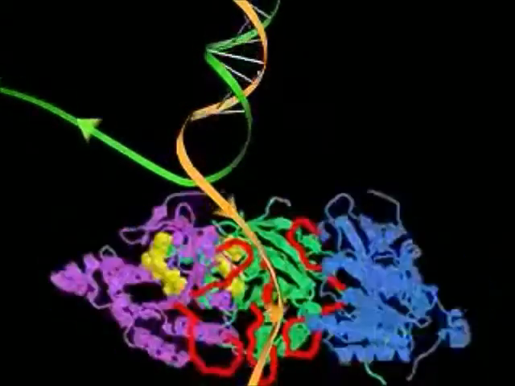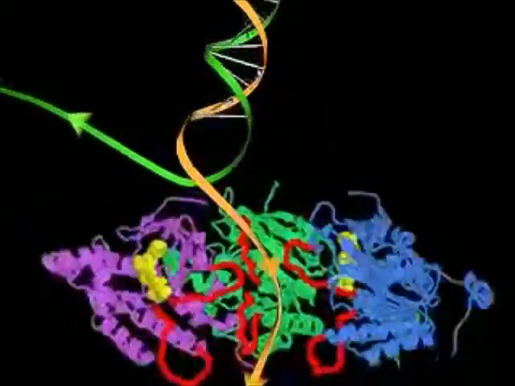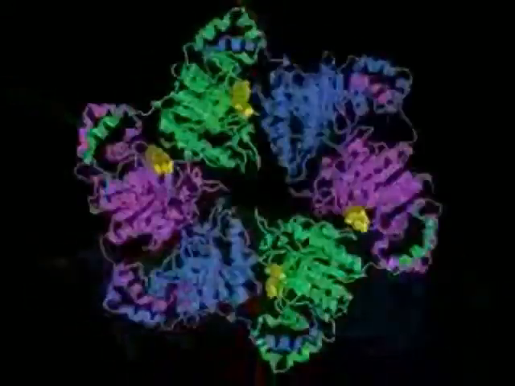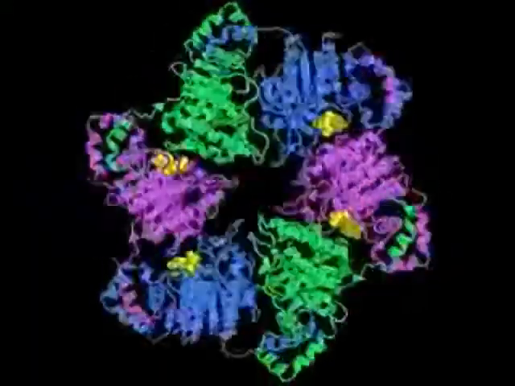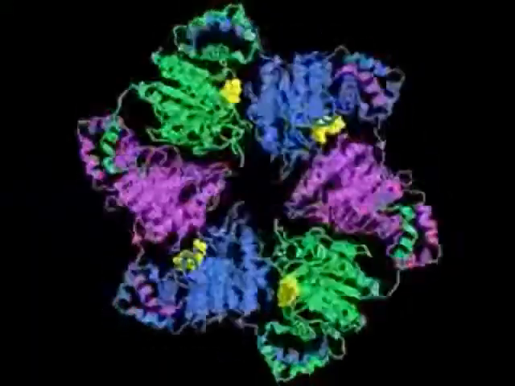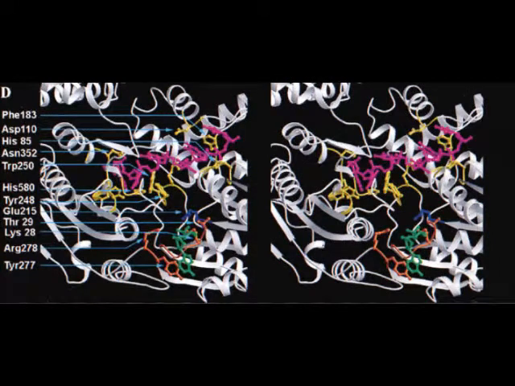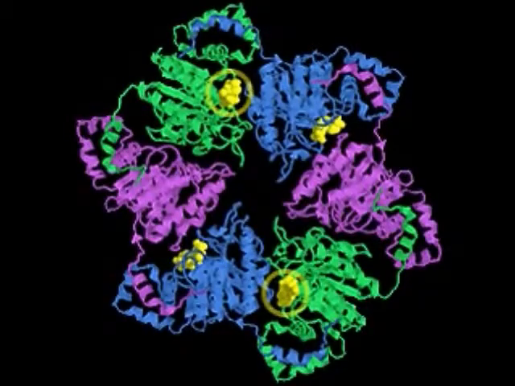Seven motifs are conserved between most families of helicase, which play a crucial role in binding ATP as well as DNA. The residues involved include phenylalanine 183, aspartic acid 110, histidine 85, asparagine 352, tryptophan 250, histidine 580, tyrosine 248, glutamic acid 215, threonine 29, lysine 28, arginine 278, and tyrosine 270.